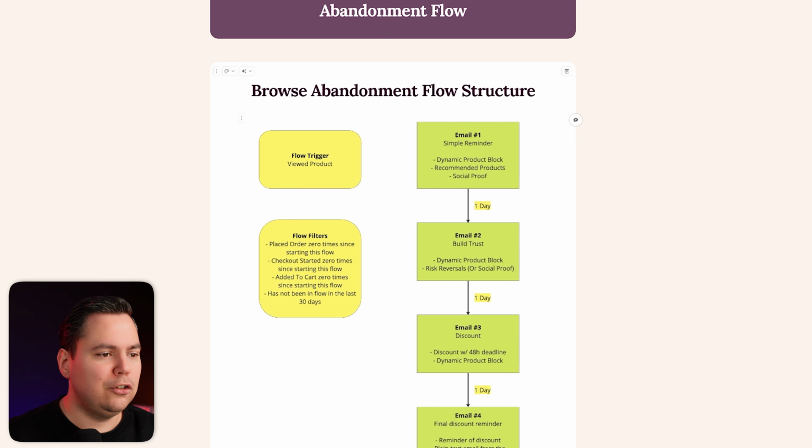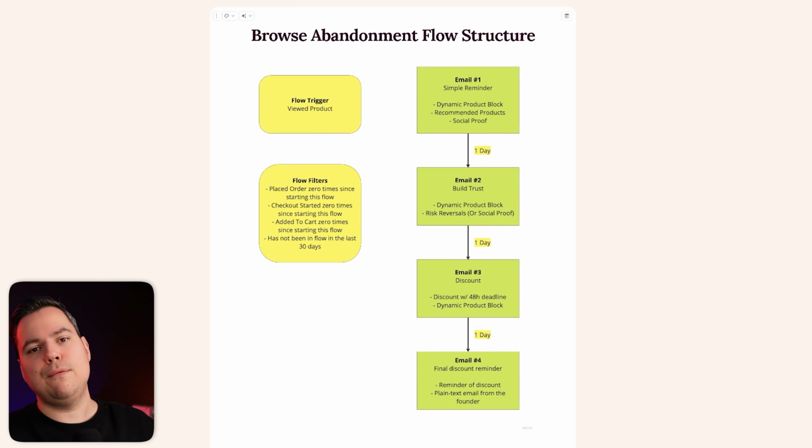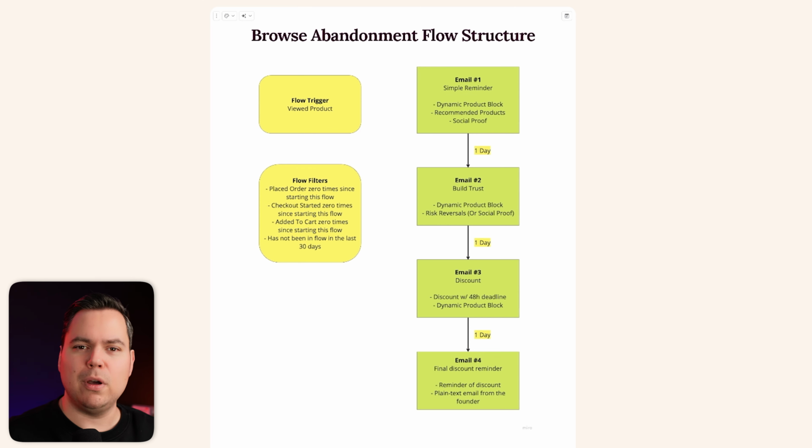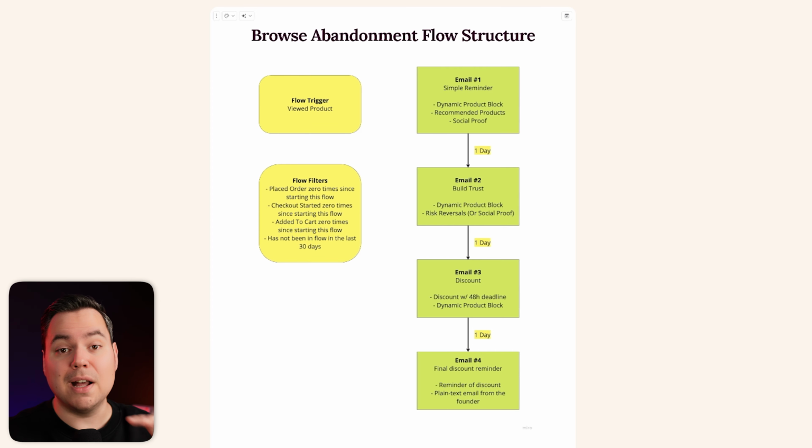Then for the structure itself, we typically recommend a 4-part sequence where email 1 is just a simple reminder. Email 2 is the email where we're going to build that trust with your audience. And then emails 3 and 4 are where we give away a discount. So we're not going to give away a discount in email 1 yet. We first want to convince them in other ways before we give away a discount. Now let me show you how you can build this flow inside your Klaviyo account.